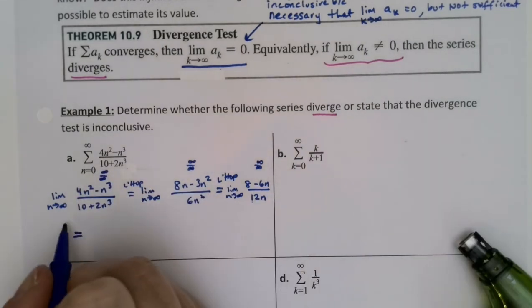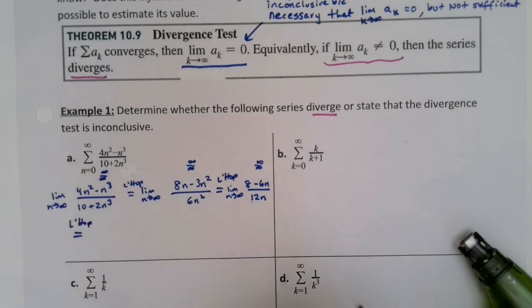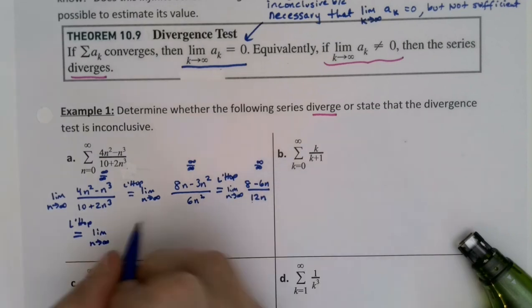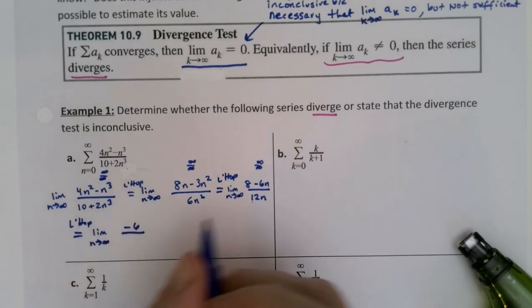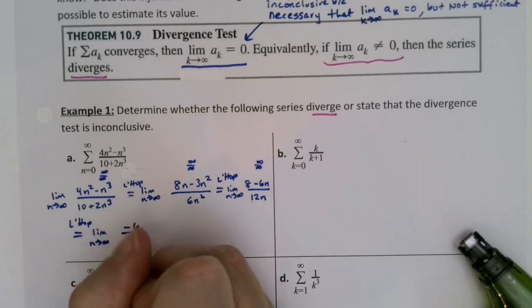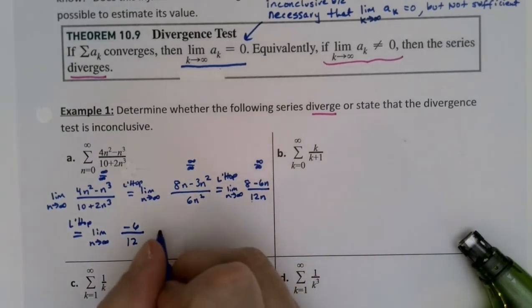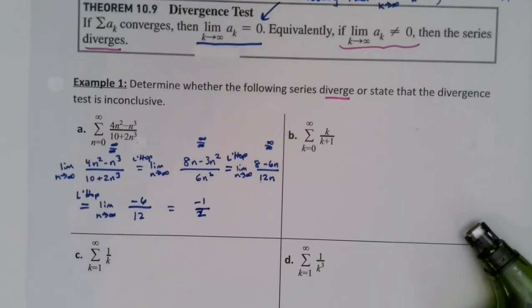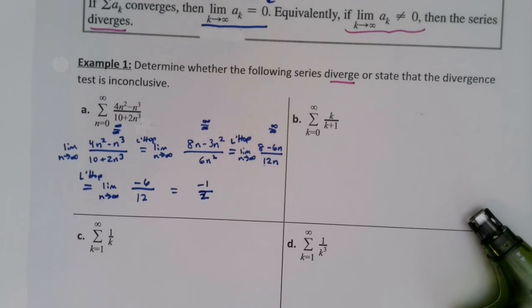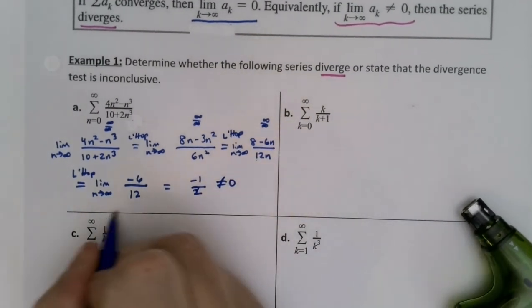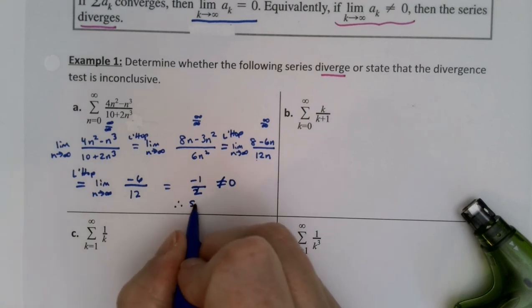So that means I do another L'Hopital's rule. And that would be the limit as n goes to infinity of the derivative of the numerator, which is negative 6, over the derivative of the denominator, which is 12. And now it's no longer infinity over infinity. That is negative 1/2. And you know what negative 1/2 is not? It's not 0. Therefore, this series diverges by the divergence test.